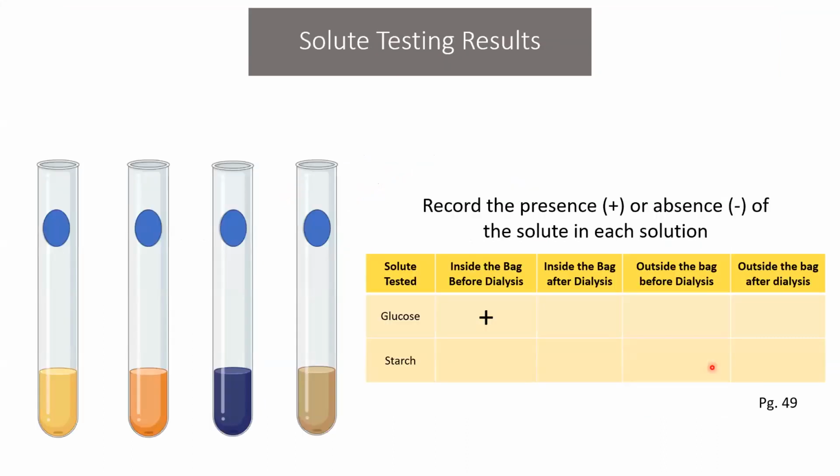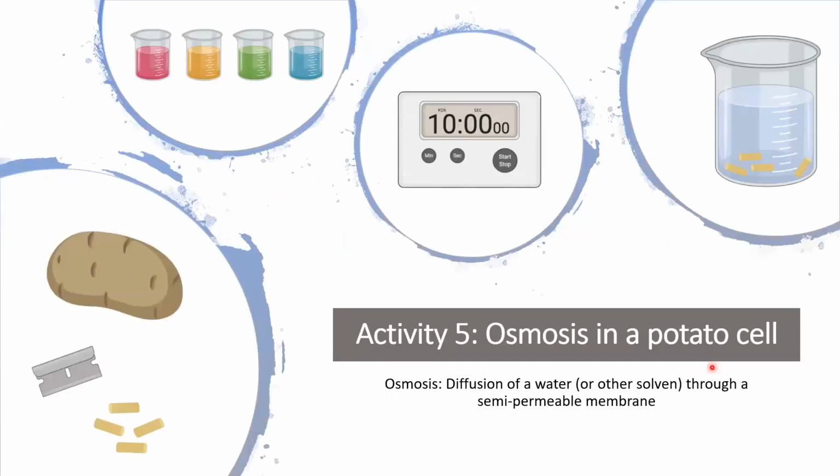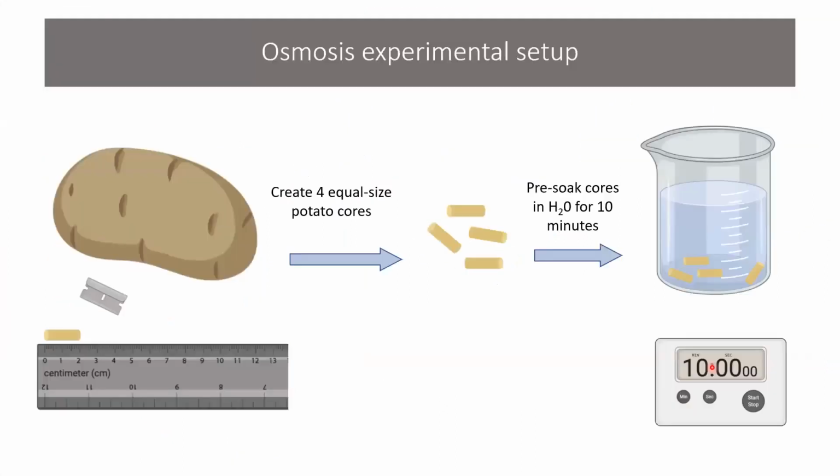So you'll want to make some hypothesis before you do your experiment, and then you also want to record your data before as well as after your experiment. And then activity 5 is going to look at osmosis in a potato. And once again, they're going to take you through this very carefully. They'll show you how you would collect your potato cores. But here you're going to expose your potato to different conditions.